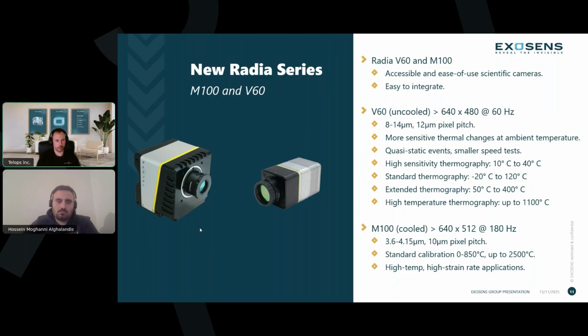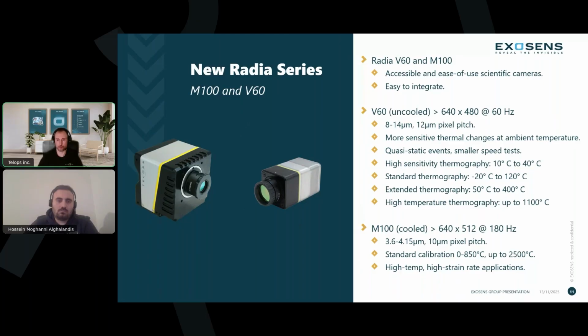And the M100 is more of your typical cooled mid-wave camera in a smaller format. It also has pretty good spatial resolution, with a 640 by 512 detector array and a 10 micron pixel pitch. It targets a more specific 3.6 to 4.15 micrometer wavelength range. But something unique to this camera is that a standard calibration is from 0 to 850. We usually don't see that with mid-wave cameras.